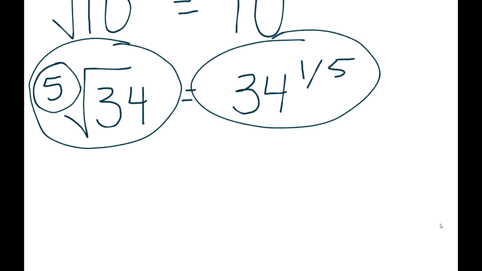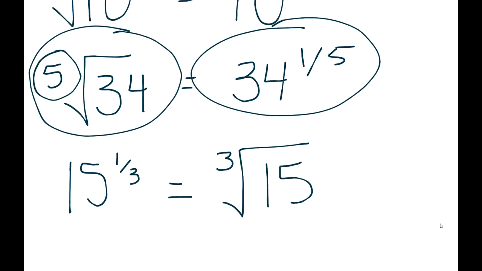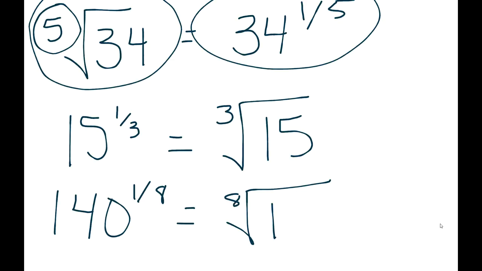Okay, now let's say you're going the other way. So for example, if we have 15 to the 1/3 power. Well, 15 to the 1/3 power just means the cube root of 15. So now you're just going the other way. Or if we have 140 to the 1/8 power, well, now we're just taking the 8th root of 140. So it's just being able to go back from one form to another.